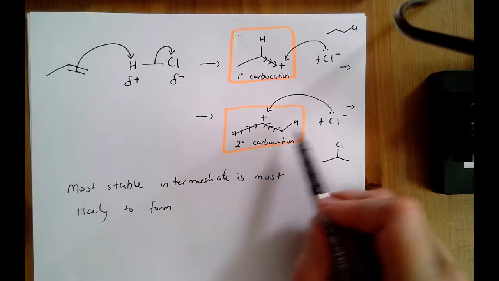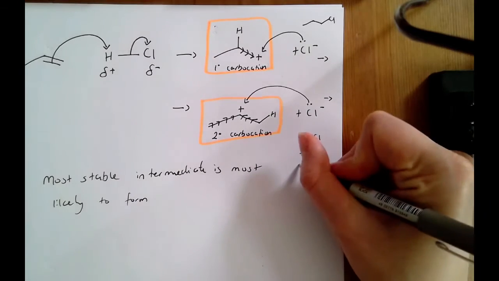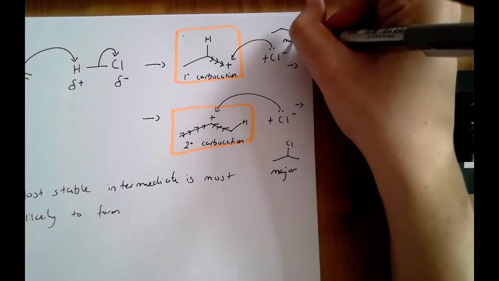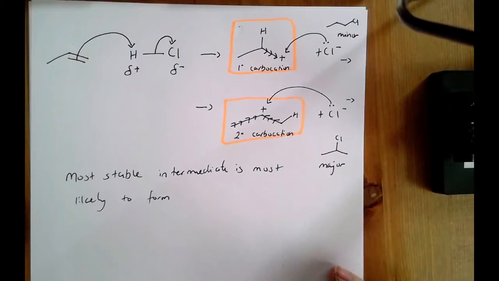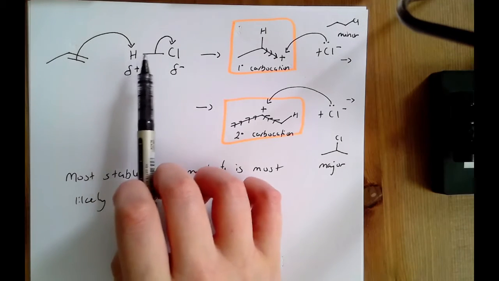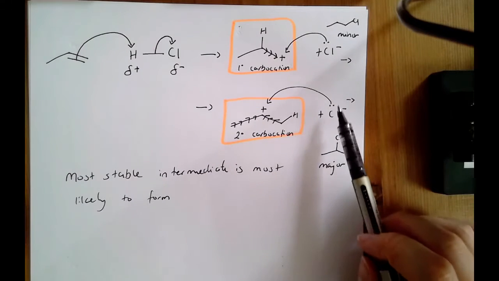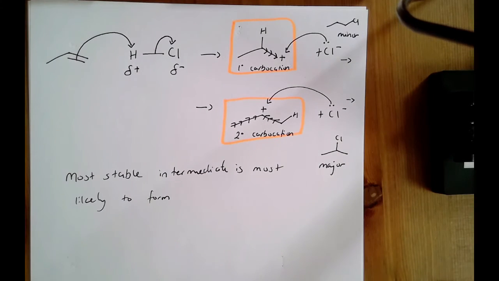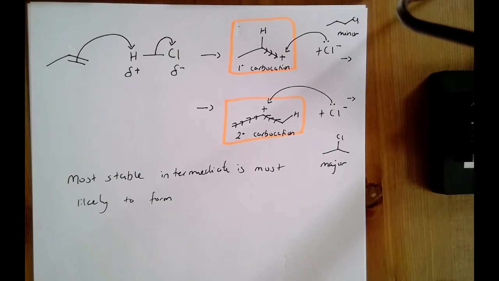Because this is my most stable intermediate, this product that forms from it is my major product, and this product is my minor product. So your major and minor products, it's only an issue when you've got an unsymmetrical alkene and you're adding two different atoms across, but you will have a major and minor product depending on which carbocation is more stable. Again, these mechanisms are all exactly the same.